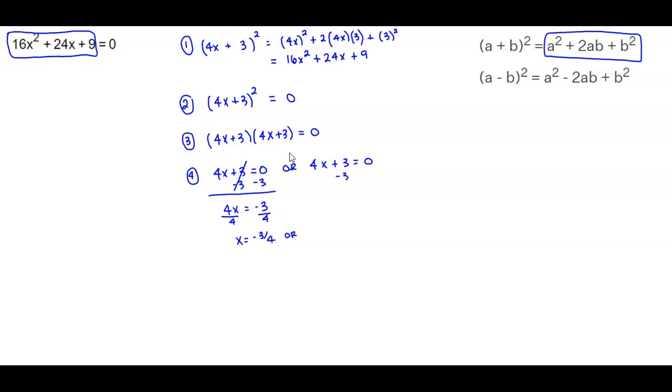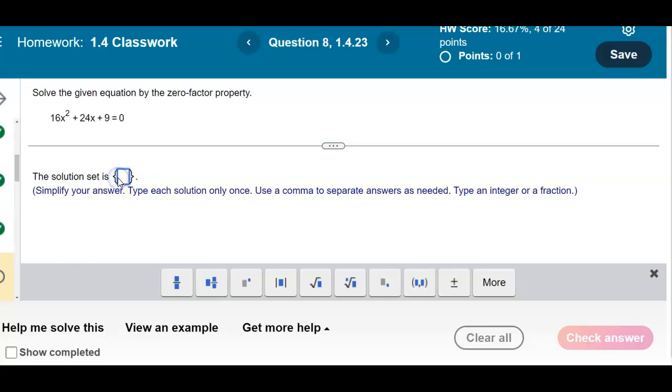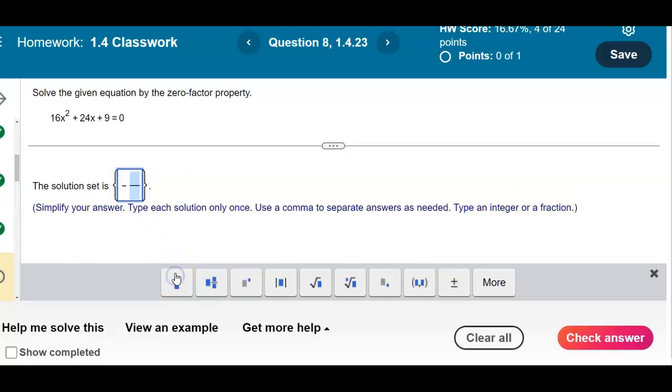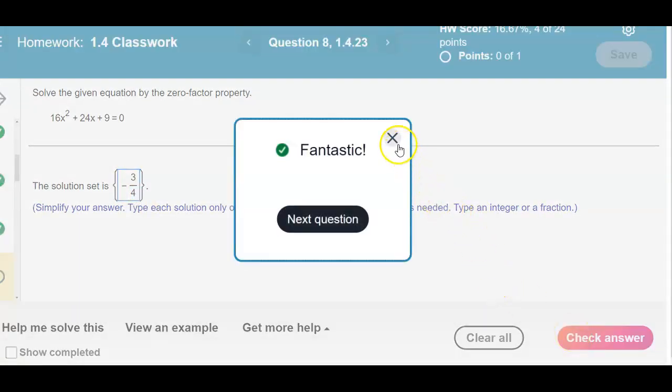Or on this side, we subtract 3 again from both sides. We get 4x equals negative 3. Divide both sides by 4, and x again is going to equal negative 3/4, which means we have the same solution, but it's a double solution. So we just need to write the solution set as negative 3/4. Now let's go ahead and check our answer. We put in the negative symbol, put in the fraction 3/4, check our answer, and there is our result.